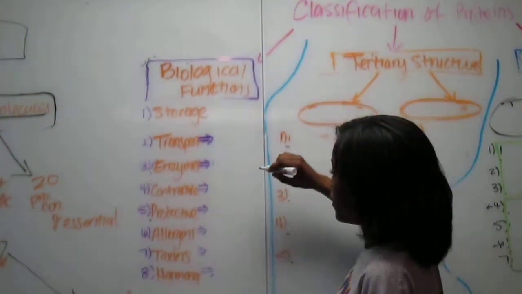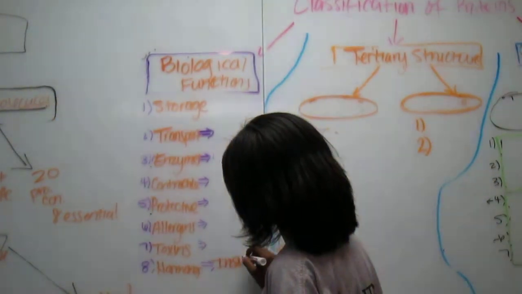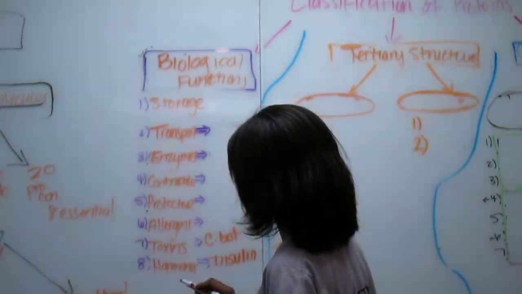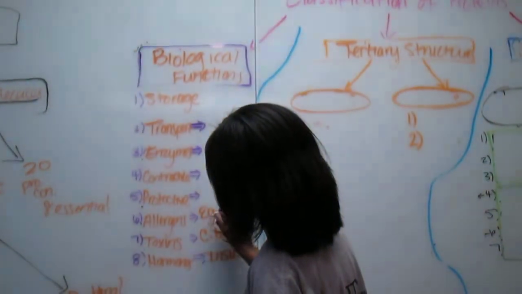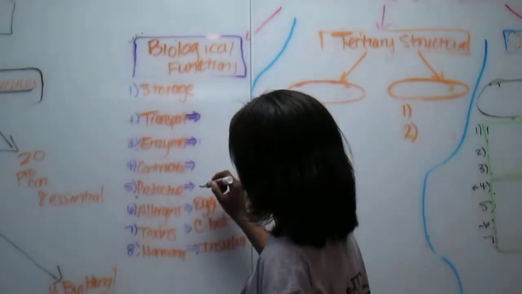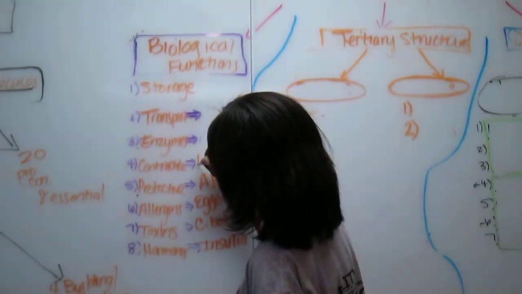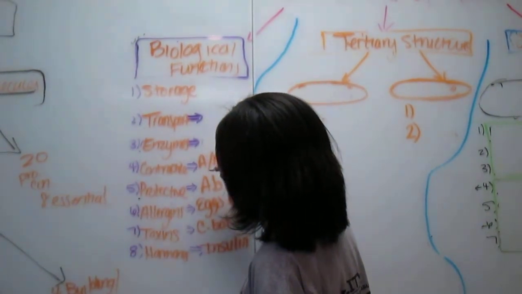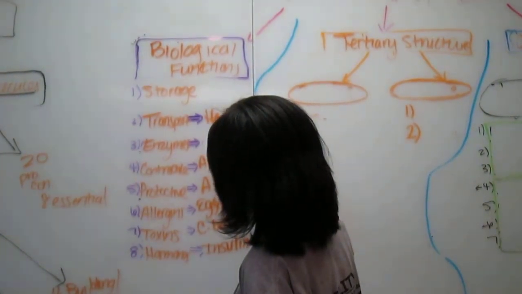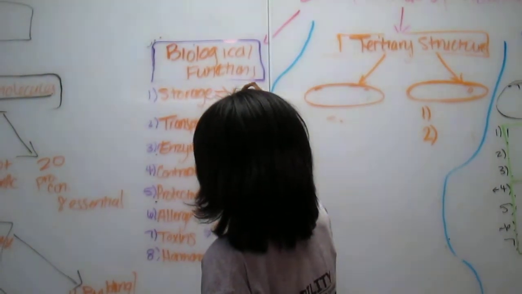An example of hormones would be insulin. Toxins would be C. botulinum or snake venom. Allergens would be eggs, milk, peanuts, or soybeans. Protective would be antibodies. Contractile would be actin or myosin in meat. Transport would be hemoglobin or oxygen. And storage would be casein in milk.